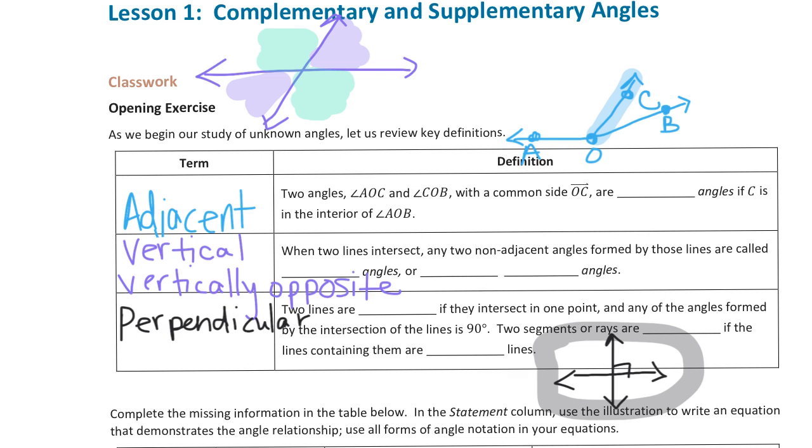The third one: two lines are perpendicular if they intersect at one point, and any of the angles formed by the intersection of the lines is 90 degrees. Two segments or rays are perpendicular if the lines containing them are perpendicular lines. I've shown a picture right underneath that. You have two lines that intersect at that point right there. They formed right angles, and because they formed right angles, they are called perpendicular.